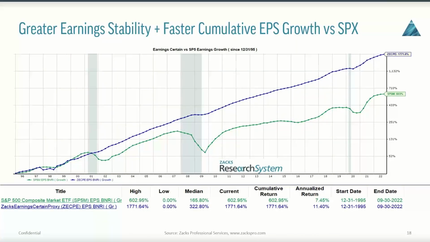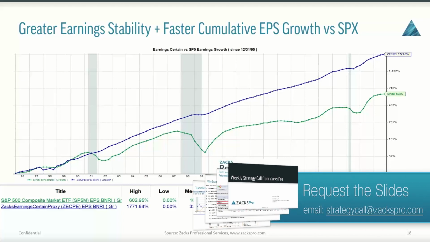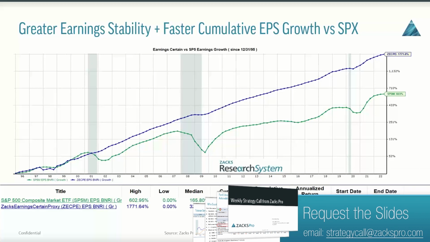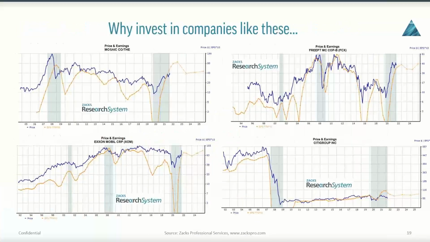So, greater earnings stability and faster earnings growth. This is because these companies are just phenomenal capital allocators. They are iconic businesses. A lot of them are household names, but some of them are much lesser known names, but still quite remarkable with how they're able to navigate their respective ships through turbulent times here. But you can see how consistent the earnings growth is, as well as faster earnings growth over time.